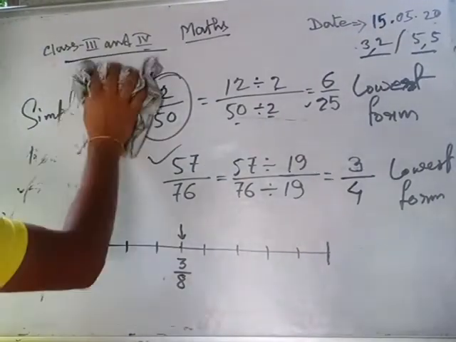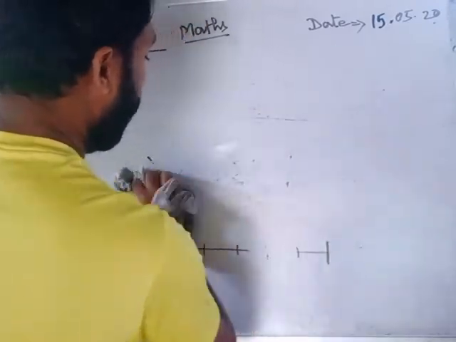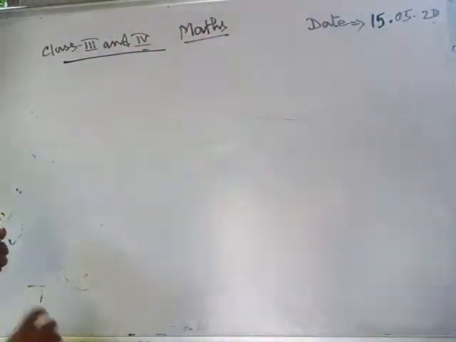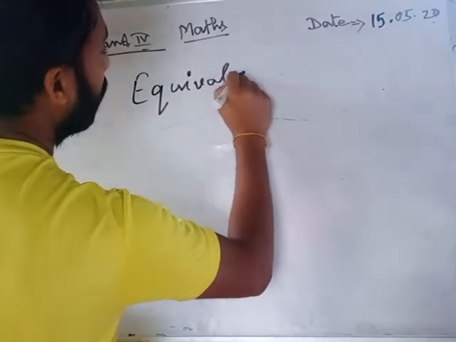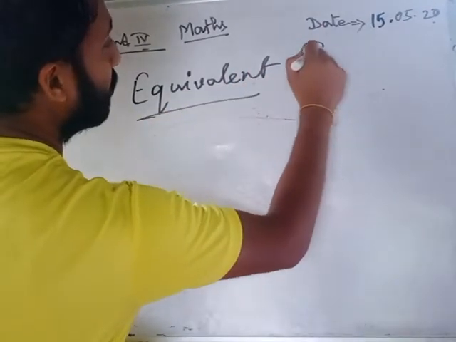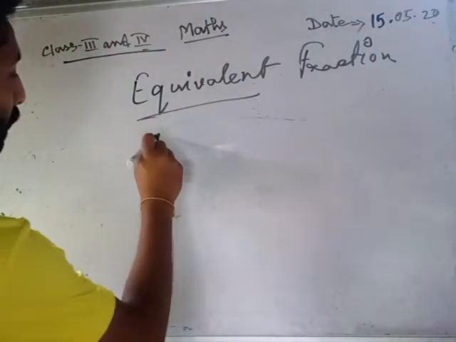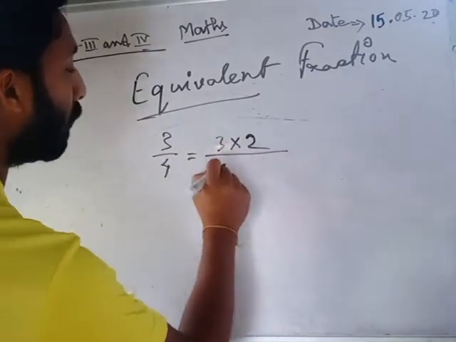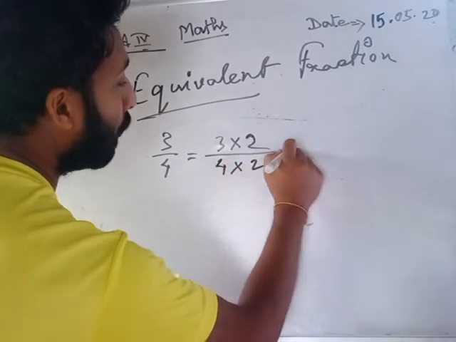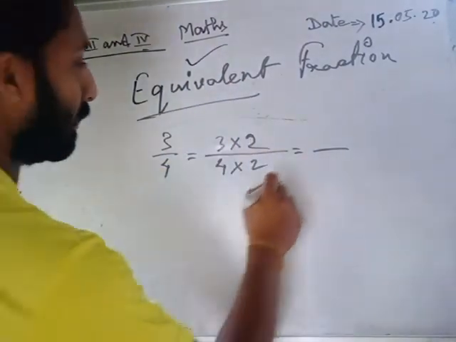After that I will tell you the next topic, equivalent fractions. What is an equivalent fraction? Suppose it is 3 by 4. The equivalent fraction of 3 by 4: if we multiply the numerator and denominator by the same number, it will be the equivalent fraction 6 by 8.